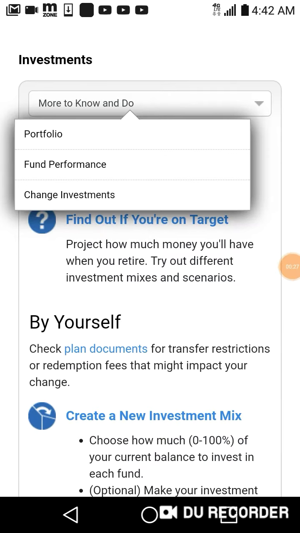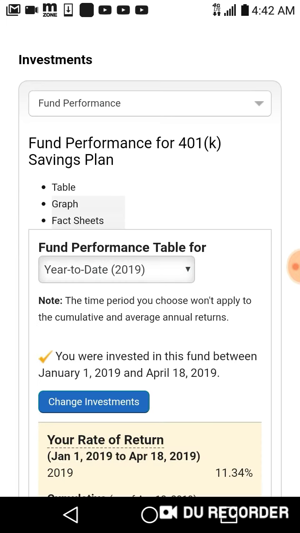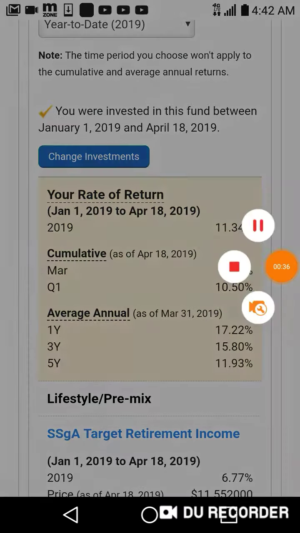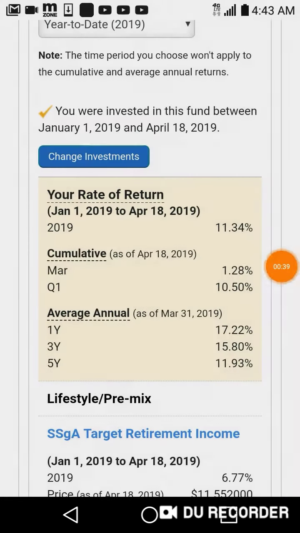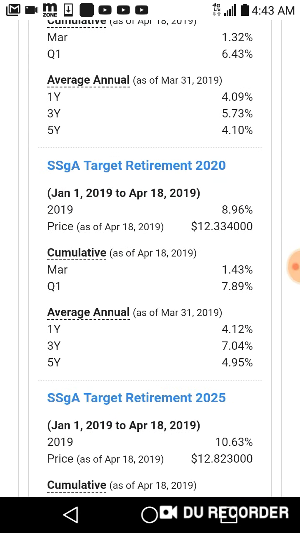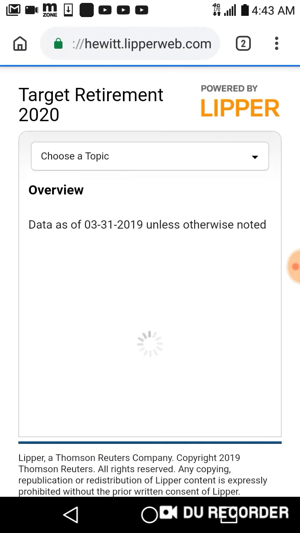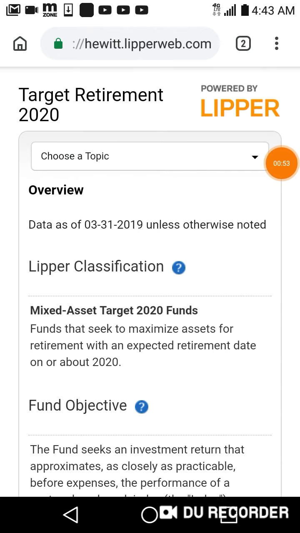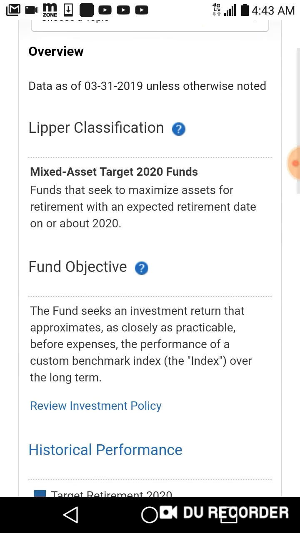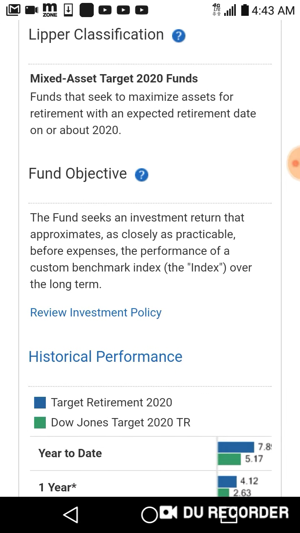Okay, when you get to this page, you can go ahead and just click on fund performance. On the fund performance page, let's try 2020 target date, or SSGA target retirement 2020. Okay, so on this page, you'll see the fund objective.